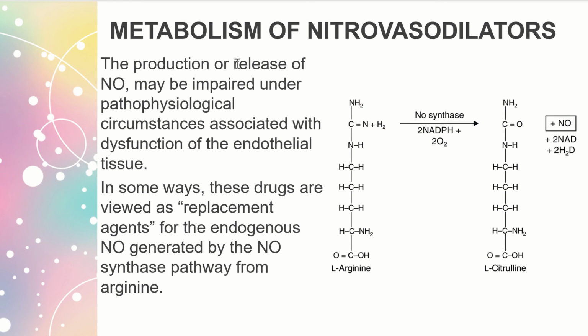So the production or release of nitric oxide may be impaired under pathophysiological circumstances associated with dysfunction of the endothelial tissue, right? So when it cannot happen naturally, in some ways these drugs that produce nitric oxide are viewed as replacement agents for the endogenous nitric oxide generated by the nitric oxide synthase pathway from arginine, which we mentioned already.